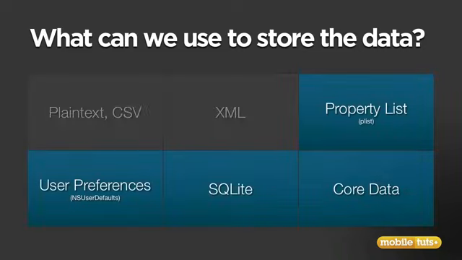So in the implementation, we're going to be looking at these 4 particular methods. We're going to build a property list data store. We're going to use NS user defaults, as well as build a SQLite and core data database in an application. I'll go through the create, read, update, and delete methods in the implementation.